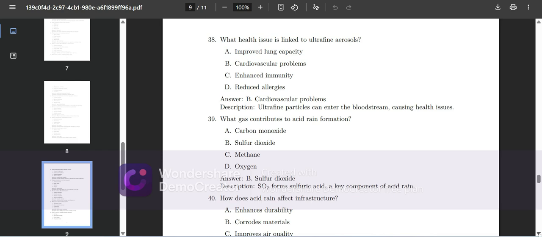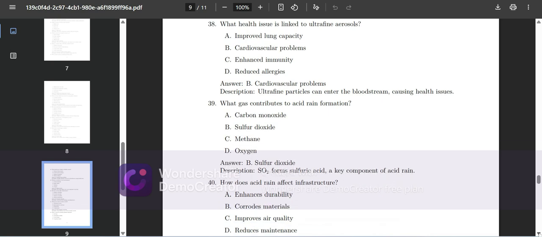Which gas contributes to acid rain formation? Sulfur dioxide. Sulfur dioxide forms sulfuric acid, a key component of acid rain.